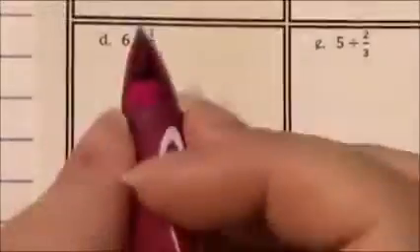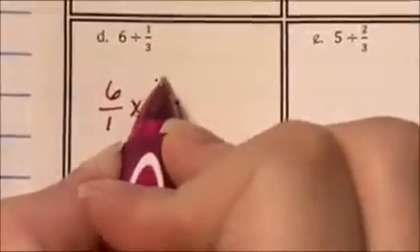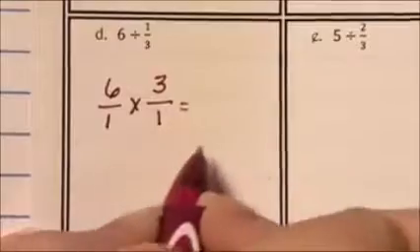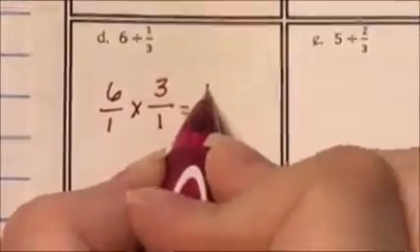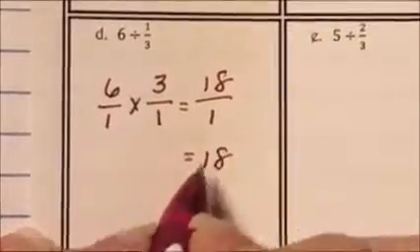Okay. Letter D says 6 divided by 1/3. So I'm going to rewrite 6 as a fraction. Multiply by the reciprocal. The reciprocal of 1/3 is 3/1. I'm going to multiply 6 times 3 gives me 18/1, which is just 18.